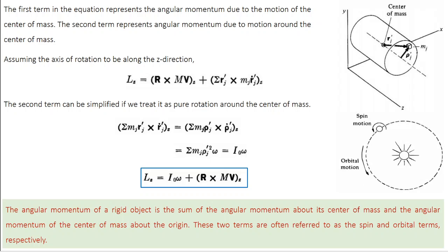So this is true for many other physical systems. For example, if you consider an electron in an atom, the electron has two types of angular motion. One is the motion around the nucleus. This is the orbital motion. Then the electron has rotation around its own axis. This is known as the spin motion. So consequently, the electron will have two types of angular momentum. One is the spin angular momentum and the other one is the orbital angular momentum.